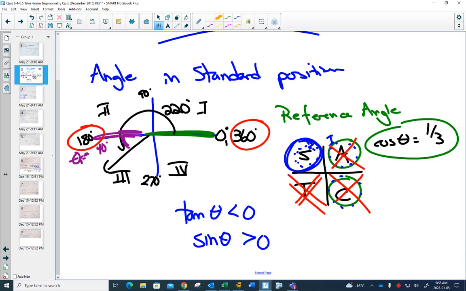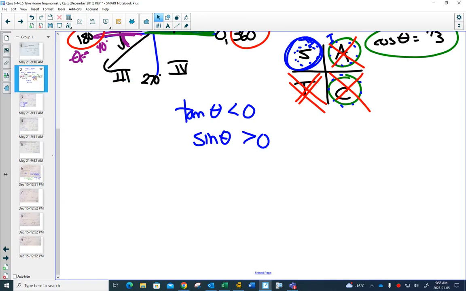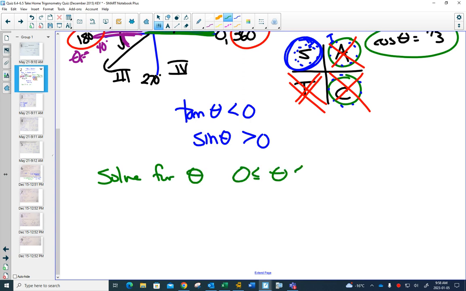Now we use our cast rule to help us solve questions. And that worksheet that most of you finished and I handed back today had questions like solve for theta, 0 less than or equal to theta less than or equal to 360. This part here tells us that we're looking in all 4 quadrants.